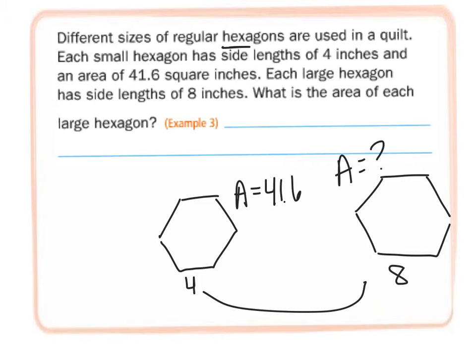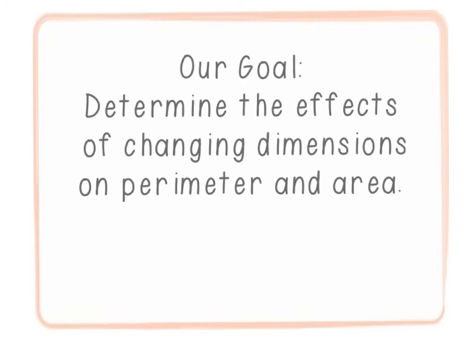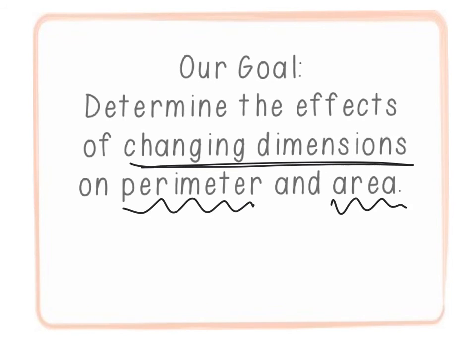Okay, so you need to figure out what's going on here, what it's getting multiplied by, and then you'll figure out, this is 41.6, what the new area is over here. So our goal, hopefully today we accomplished our goal, is to determine the effects of changing dimensions. So realizing what happens to the lengths. If we go from a 4 side length to an 8 side length, we're multiplying it by 2. And then seeing how that affects the perimeter. Does it double it? Does it multiply it by a certain number? So being able to determine what happens to the perimeter and what happens to the area.